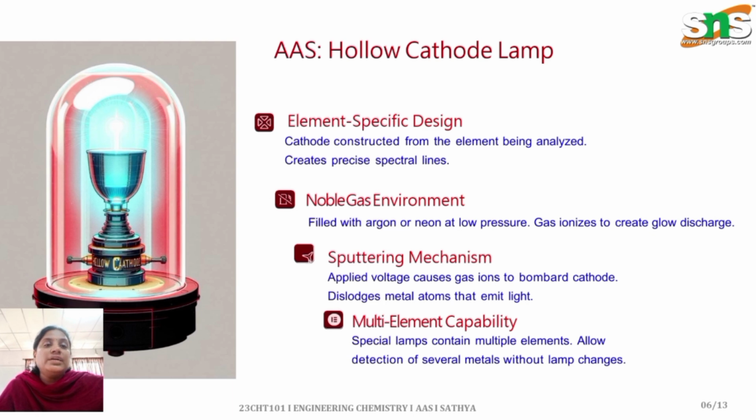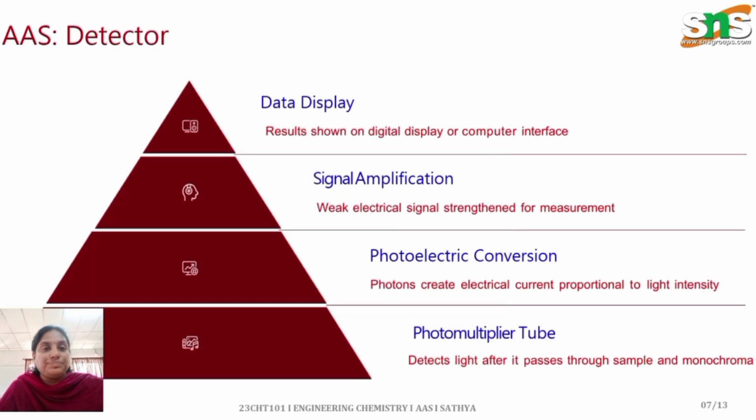The gas is ionized to create a glow discharge. In the sputtering mechanism, the applied voltage causes the gas ions to bombard the cathode, dislodging metal atoms that then emit light. That means ground state metal atoms emit the light, and excited state atoms emit light as well. For multi-element capability, a specific lamp can contain multiple elements, allowing the detection of several metals without lamp changes. So this is the detector part, data display and significant application.